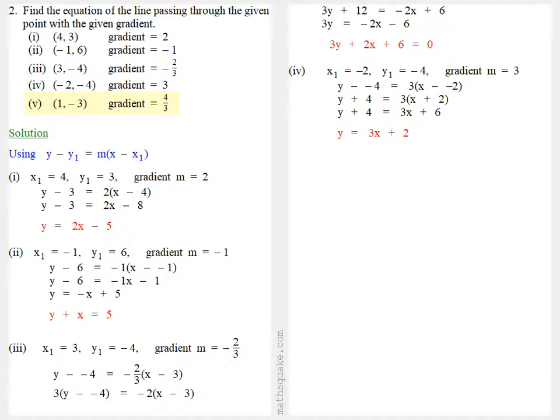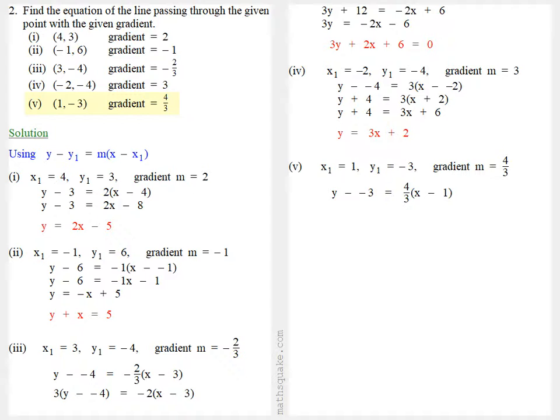Now in part 5, the point is (1, -3) and the gradient is 4 over 3. So we have x1 is equal to 1, y1 is equal to -3 and the gradient m is equal to 4 over 3. Substituting it in the equation of the line, that gives us y take away -3 equals 4/3 into x minus 1.